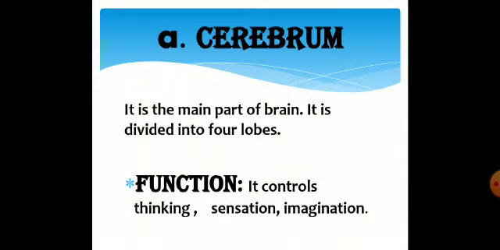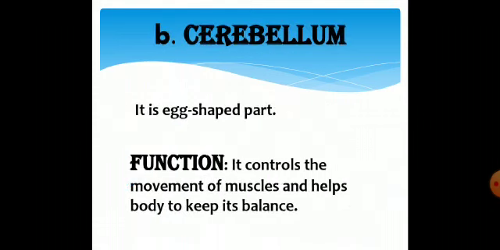Now cerebrum. It is the main part of brain, and I have told you in the diagram it is divided into 4 lobes: frontal lobe, parietal lobe, occipital lobe, and temporal lobe. And the function of cerebrum is to control thinking, sensation, and imagination. Cerebellum. It is the egg-shaped part, and the function of cerebellum is to control the movement of muscles and helps body to keep its balance.